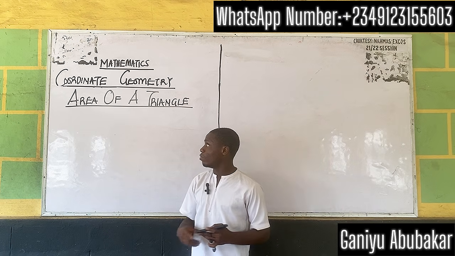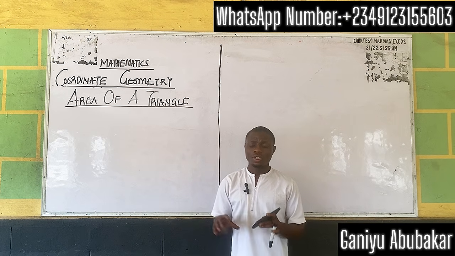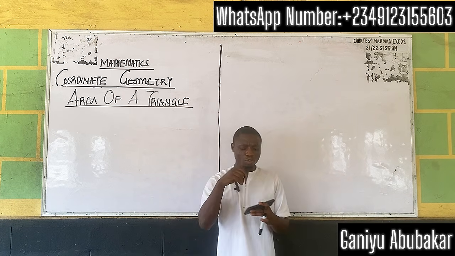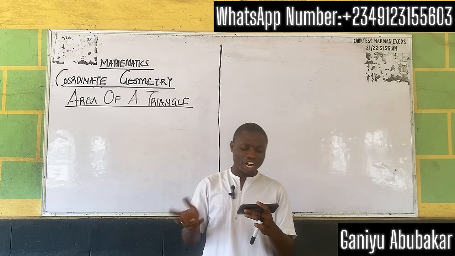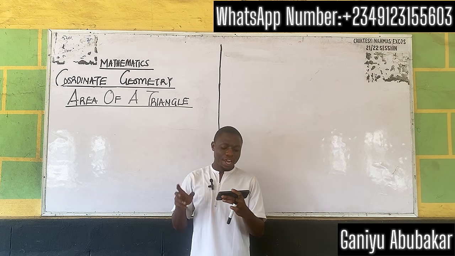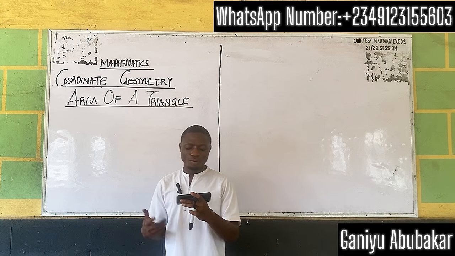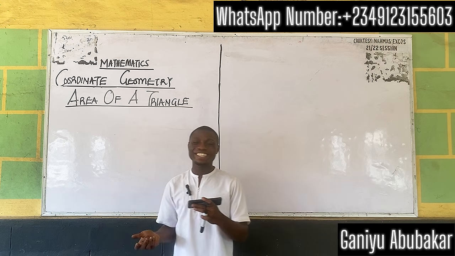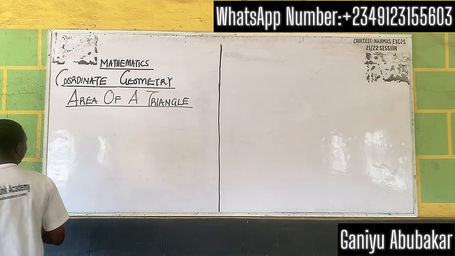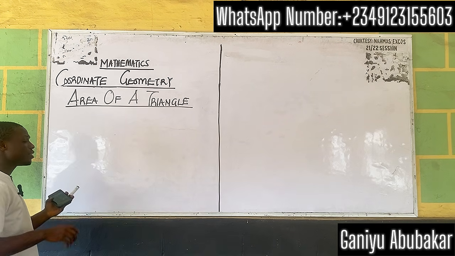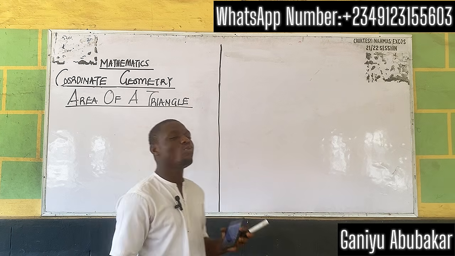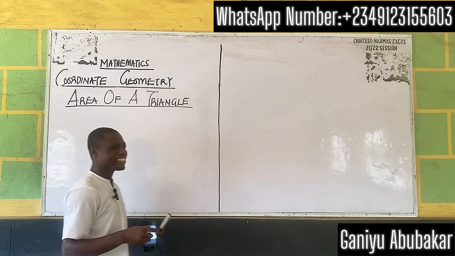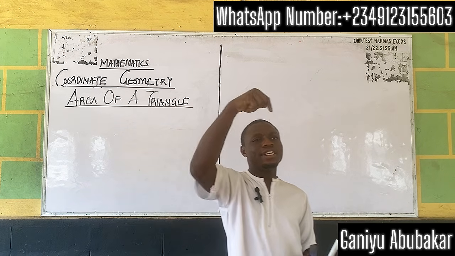Let's proceed in the study of coordinate geometry. At this junction, we're looking at the concept of area of a triangle. The area of a triangle with vertices A (x1, y1), B (x2, y2), and C (x3, y3) is given by the formula. When I say vertex, I mean like the apex.